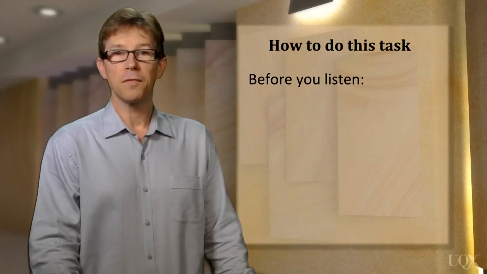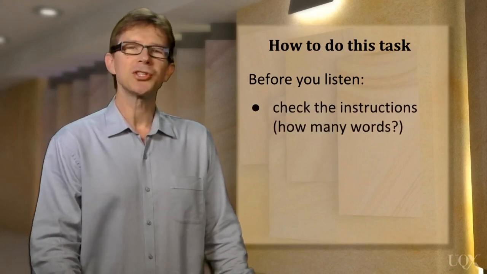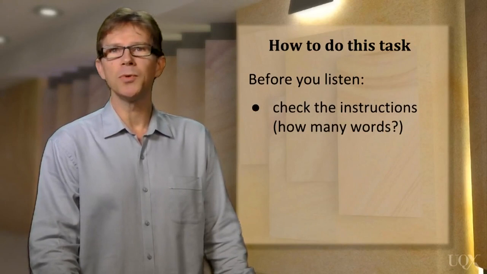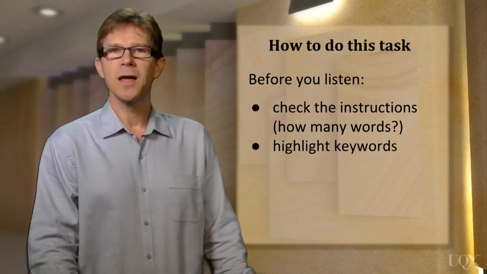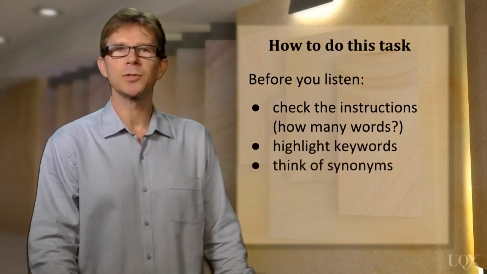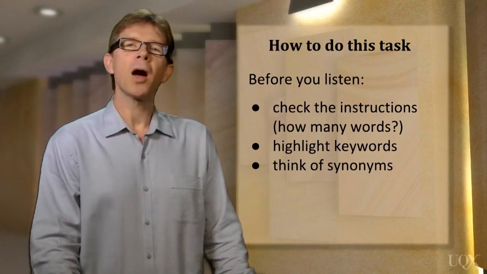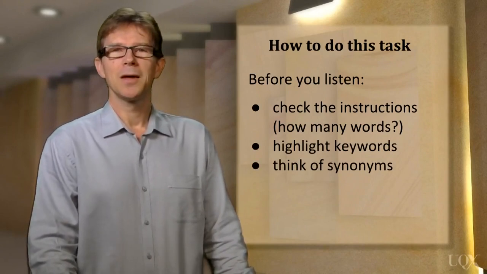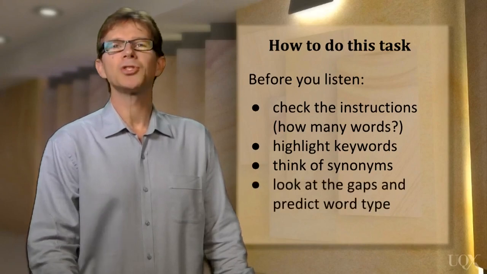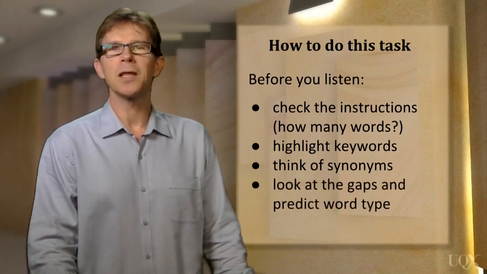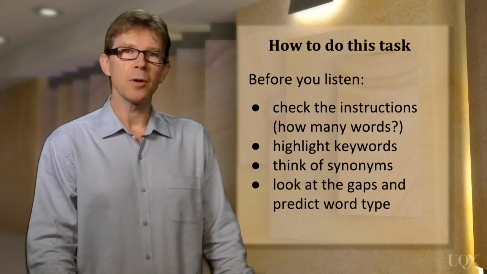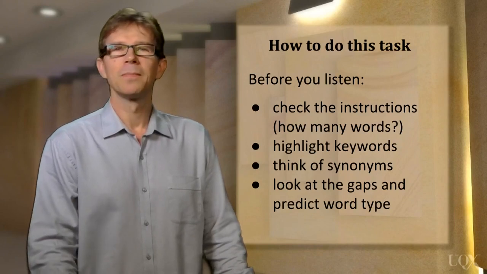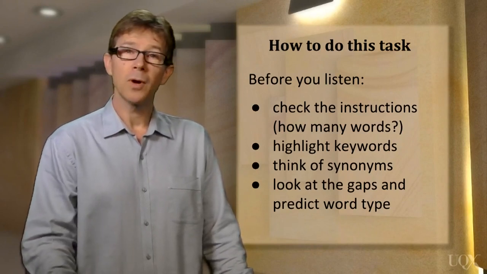Let's talk about how to approach this task. First of all, before you listen, read the instructions carefully to see how many words or numbers you need to write in the answer. Then, highlight the keywords in the sentences and think of similar words, synonyms, that you might hear in the recording. You should also think about the type of word that might complete each gap. For example, could the missing word be a time or maybe an amount? Could it be a noun or an adjective perhaps?